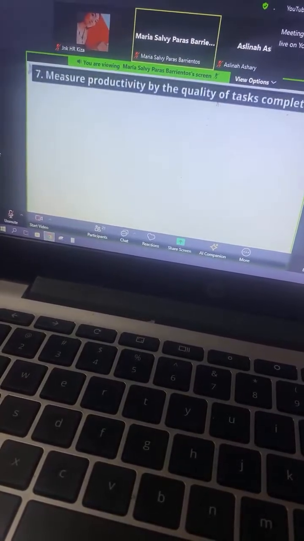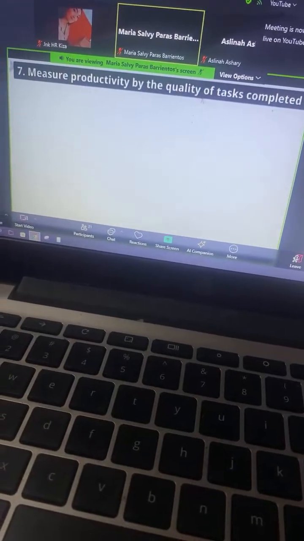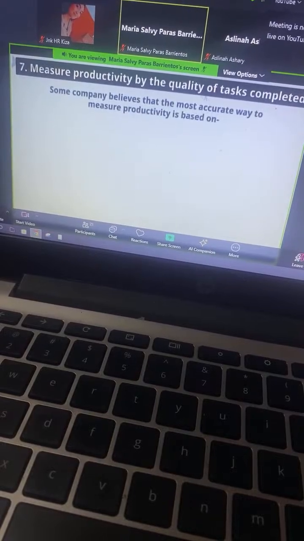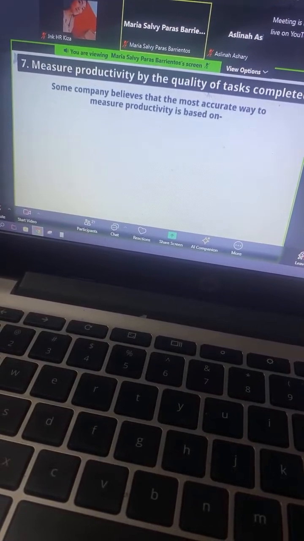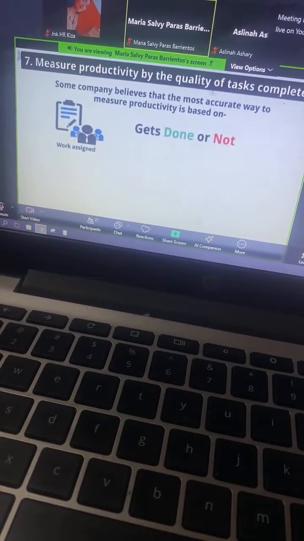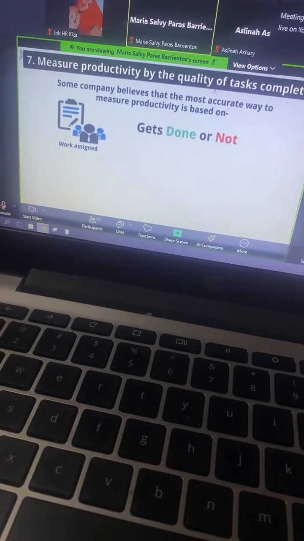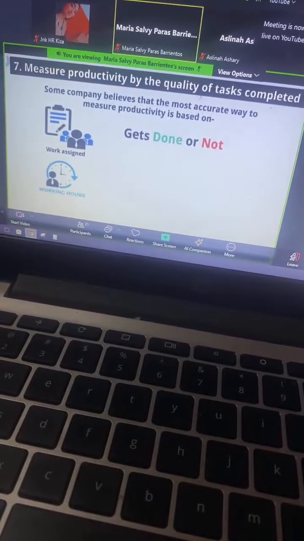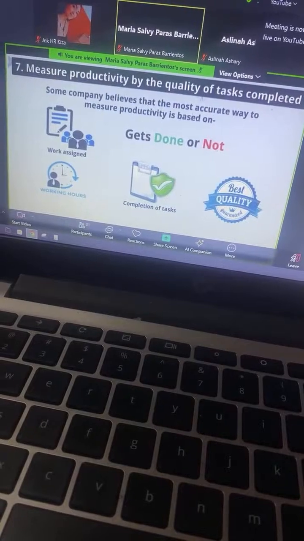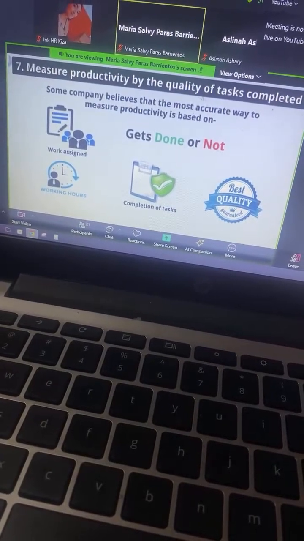Number 7. Measure productivity by the quality of tasks completed. Some companies believe that the most accurate way to measure productivity is based on whether the work assigned actually gets done or not. They don't care about how many hours workers spent in the workplace. Completion of tasks with proper quality is the only way to measure productivity in the workplace.